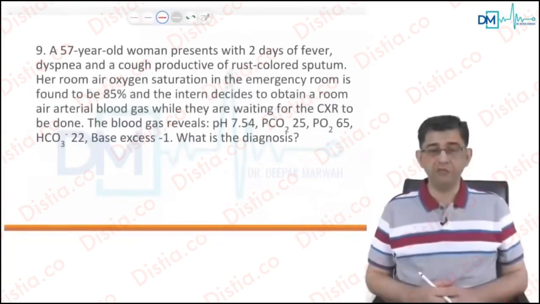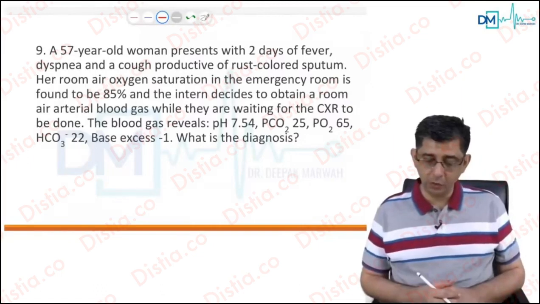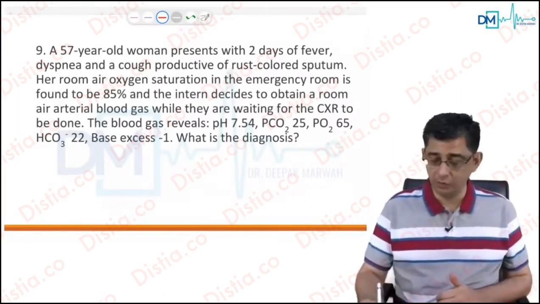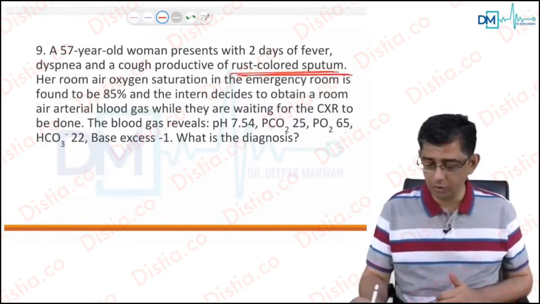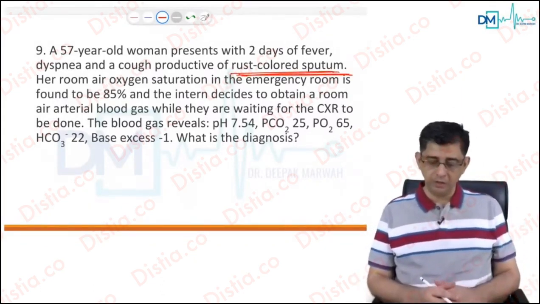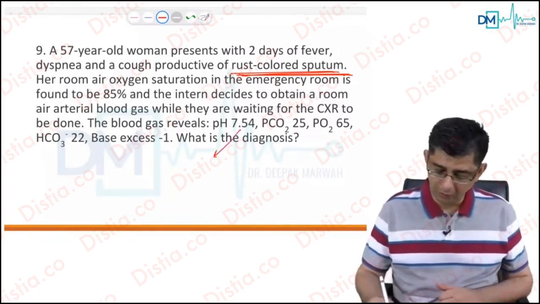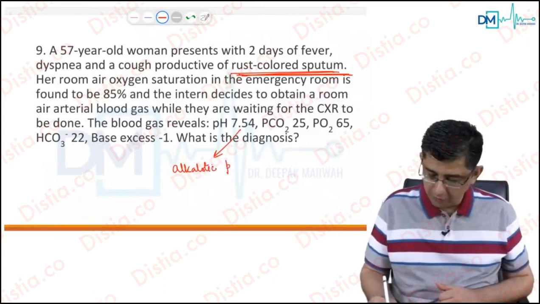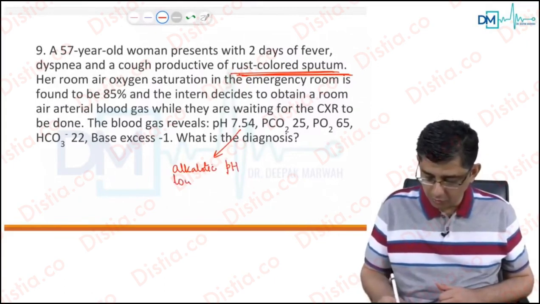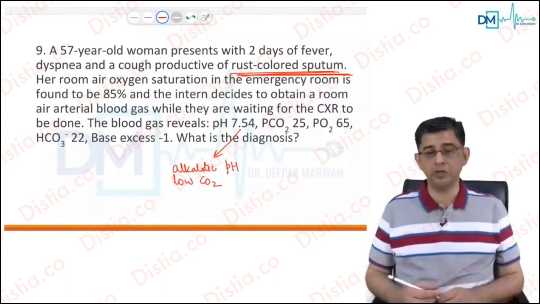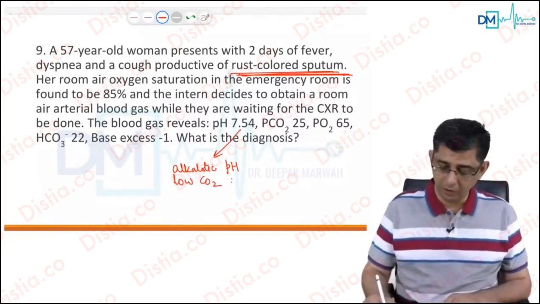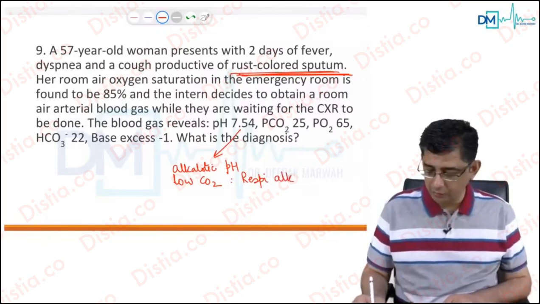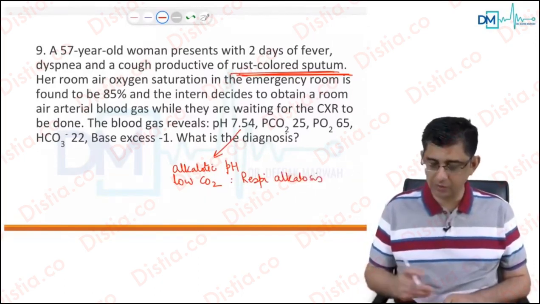Let's try another one. A 57-year-old woman presents with 2 days of fever, dyspnea, and cough, which is productive, with rust-colored sputum. So we are talking about probably a pneumococcal pneumonia. And the intern decides to do an ABG of the patient. You have an alkalotic pH. With alkalotic pH, you also notice a low CO2 in the patient. That immediately tells you that the patient could be having hyperventilation as a cause, contributing to carbon dioxide loss, and therefore the patient is having respiratory alkalosis.